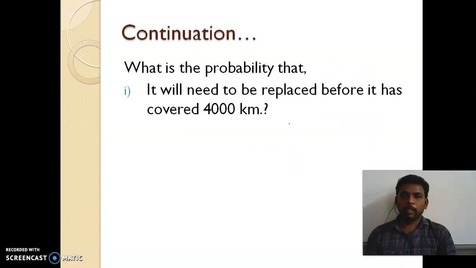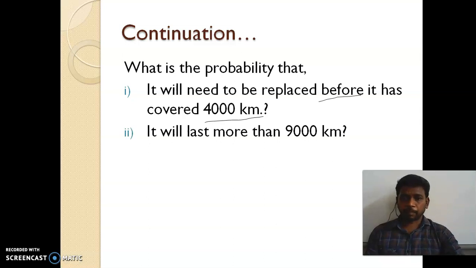Now read the question. What is the probability that it will need to be replaced before it has covered 4000 kilometers? So before 4000 kilometers, they are asking in the first question, before 4000, right? And the second question, it will last more than 9000.